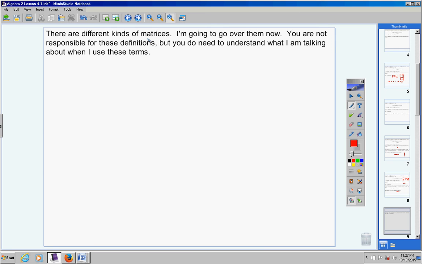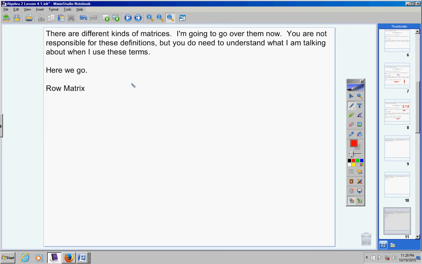Now there are different kinds of matrices. I'm going to go over them now. You are not responsible for these definitions, but you do need to understand what I am talking about when I use these terms, okay? And there are some other types of matrices. Identity matrix, inverse matrix. We're going to talk about those later on in chapter 4, okay? But for this lesson, here are the ones I want you to be familiar with. Here we go.